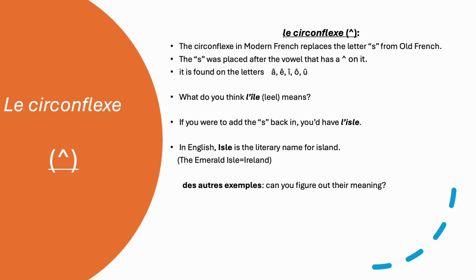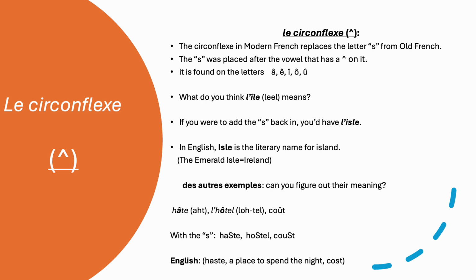Des autres exemples. Can you figure out their meaning? At l'hôtel, coût. Pause and see if you can figure it out. With the S, it's now Hastel, Hostel, Kust. Any idea of what that could be in English? Pause again. In English, haste, a place to spend the night, is a hostel or a hotel today. We have those as well. And cost.